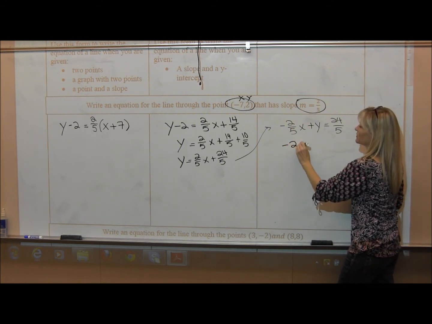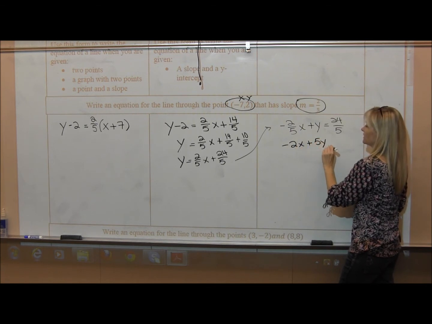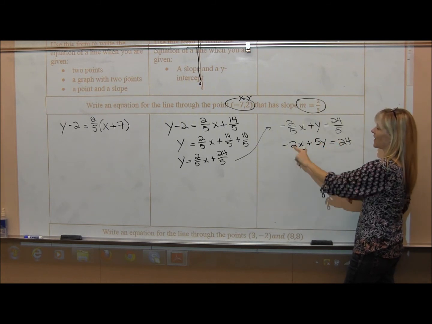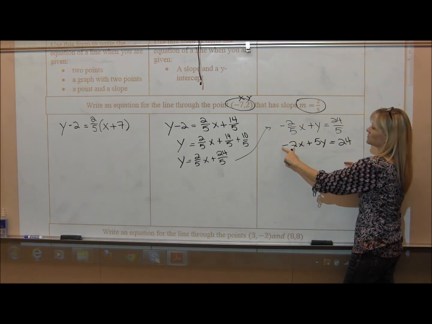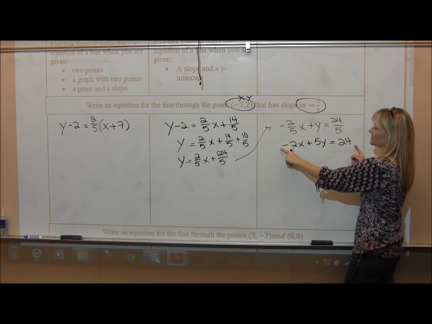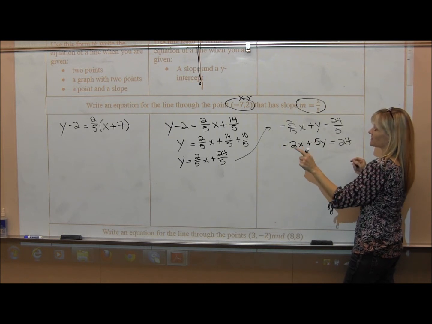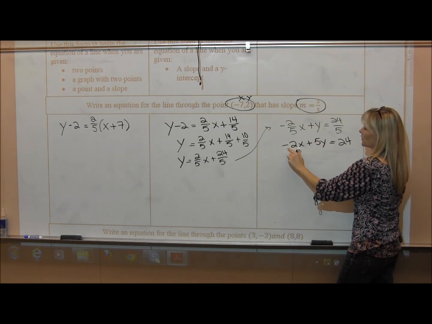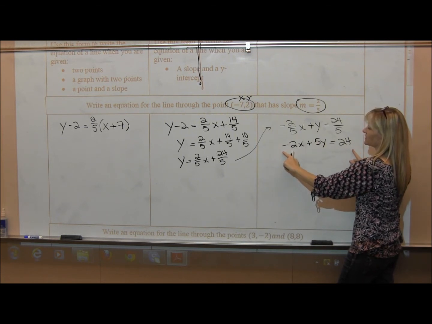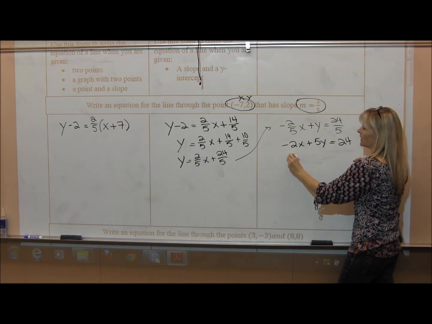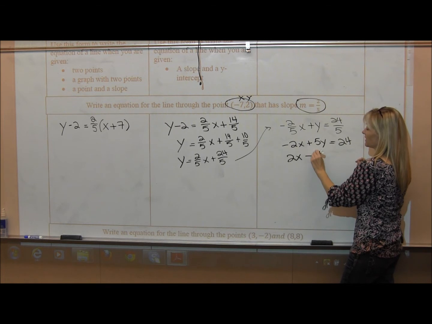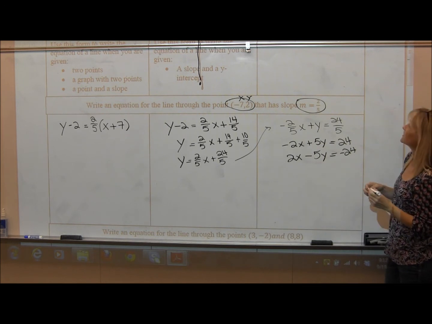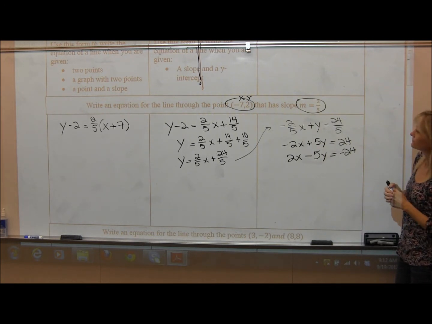So I'd have negative 2x plus 5y equals 24. So I just multiplied every single term by 5. Now I really want this to be positive. I'd probably get this right on a test, but some teachers would mark it wrong, okay? So again, it depends on which textbook you're using. So I'm going to multiply this whole equation by -1, or divide, either way. 2x minus 5y equals -24.